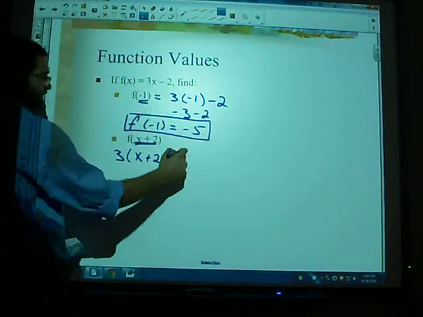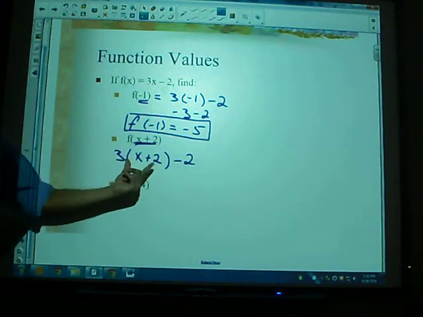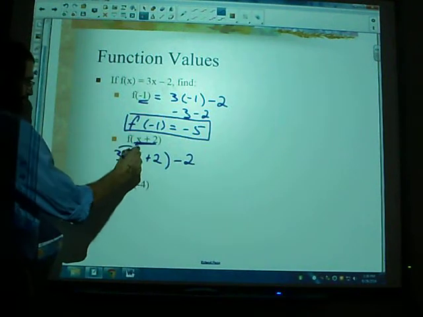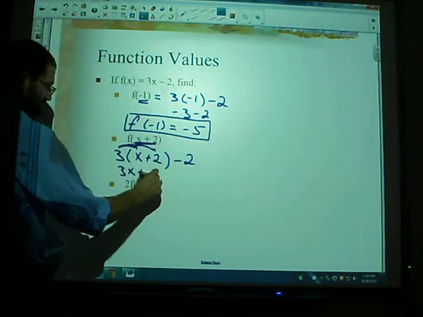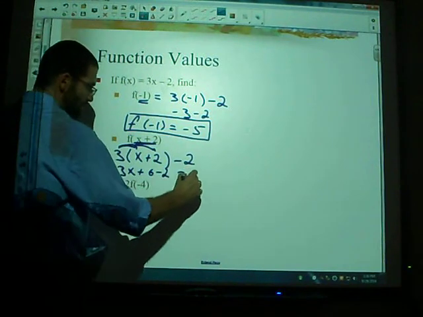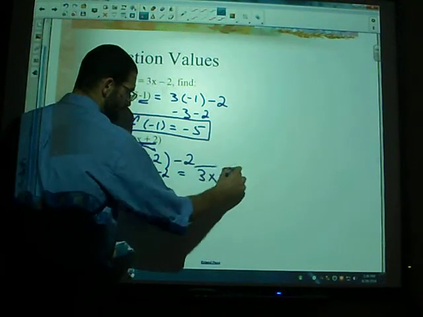And then this -2 is still there. And then if I want to simplify this, I can distribute and combine like terms. So 3x plus 6 minus 2, which will give us 3x plus 4.